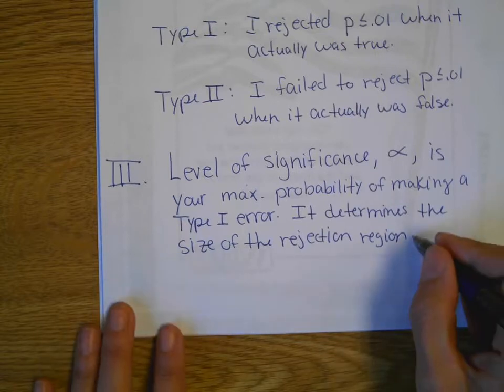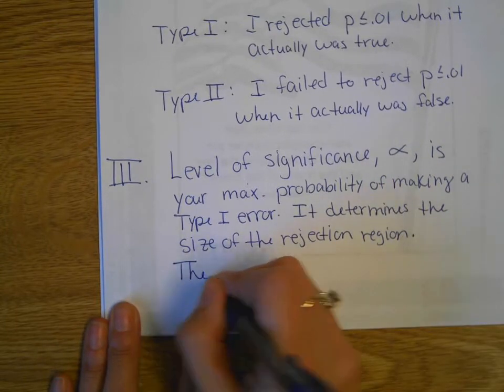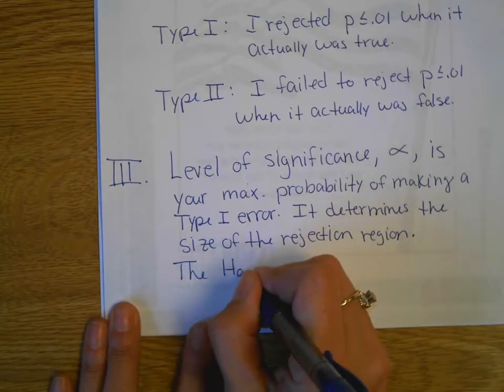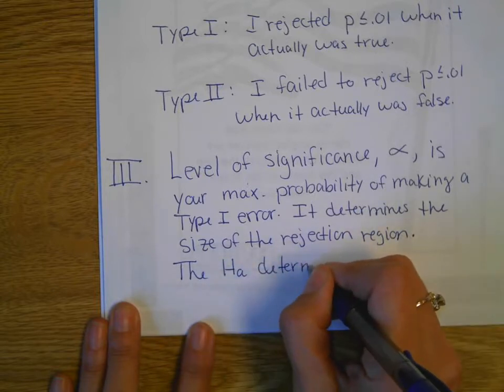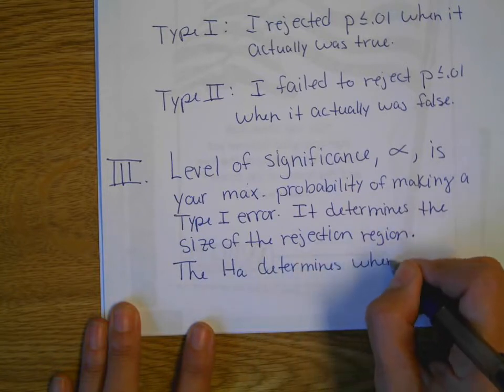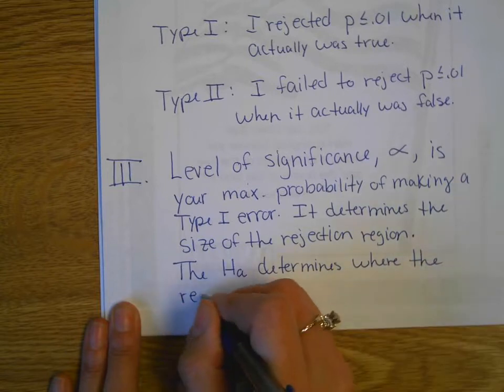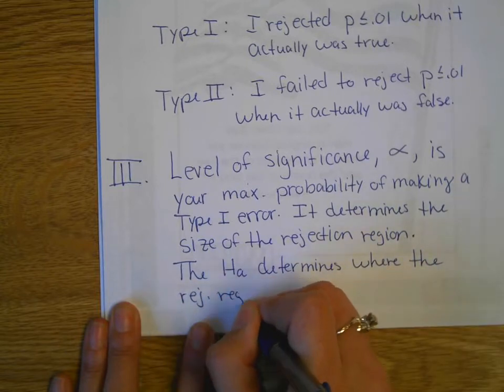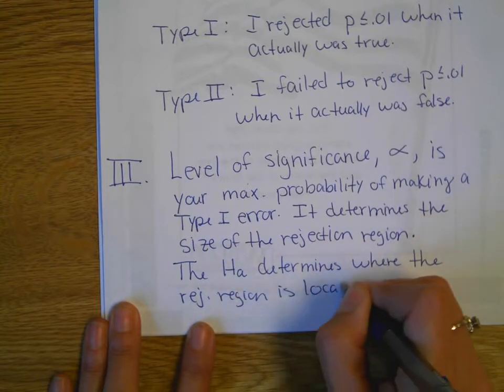Okay, and then the last thing in here is that the Ha determines where the rejection region is located. And that's what we're going to do next.